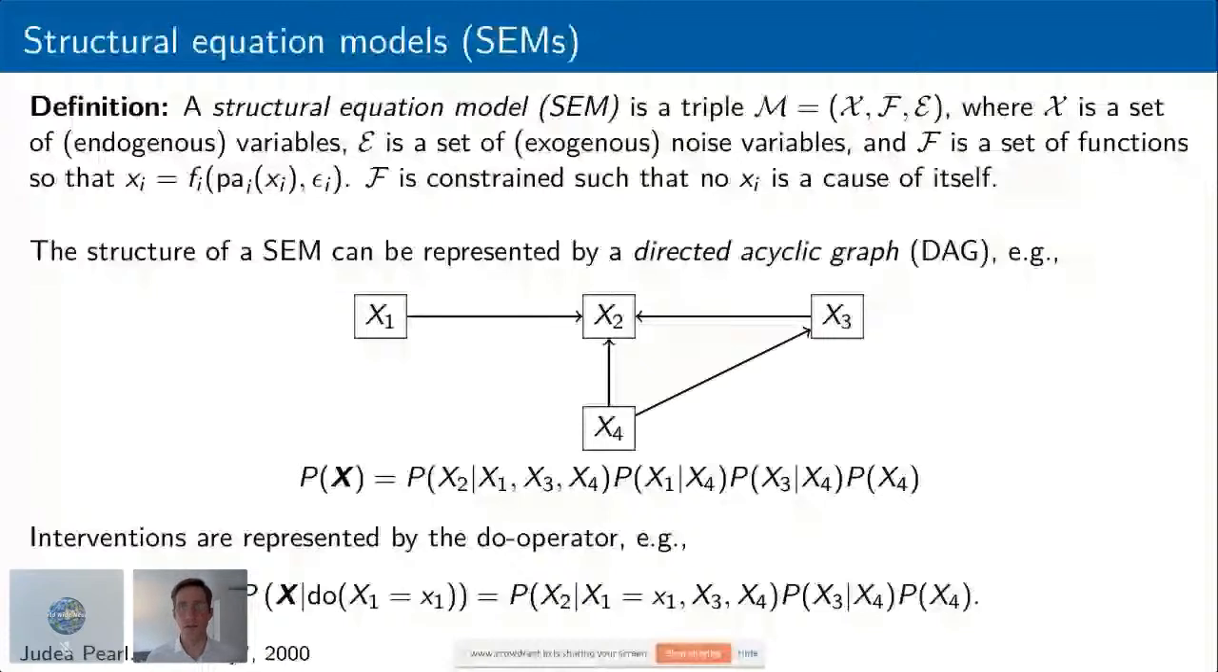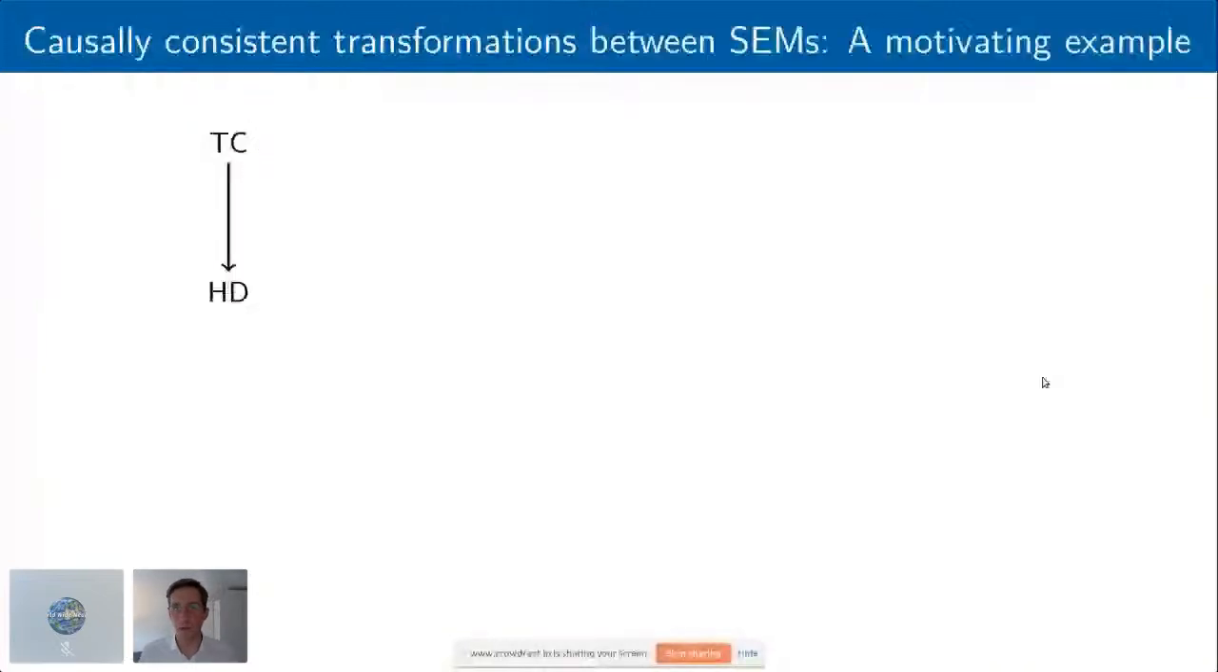Okay, now with this introduction, I want to give you a motivating example of what sort of relations we would like to hold between different structural equation models across different levels. And this example is inspired by cardiology.